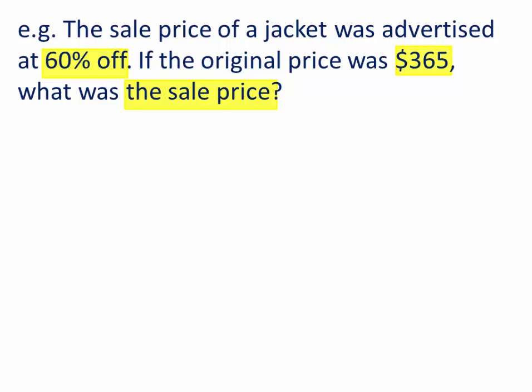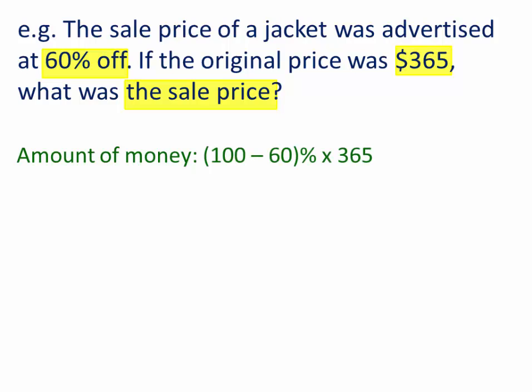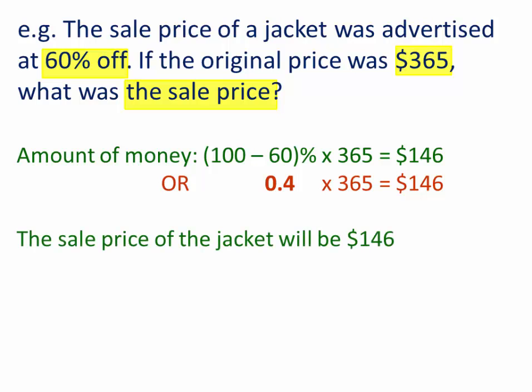So again, we're going to go amount of money. It's 100 take away 60% times the 365, and we'll end up with $146. If we're working in decimals, well, 100 take away 60 is 40, so 0.4 as a decimal, and it's a much quicker calculation, 0.4 times 365. And then again, write a sentence, something like the sale price of the jacket will be $146.